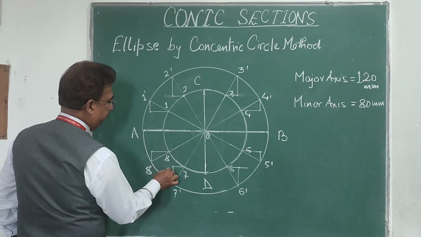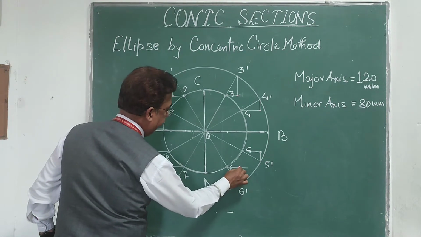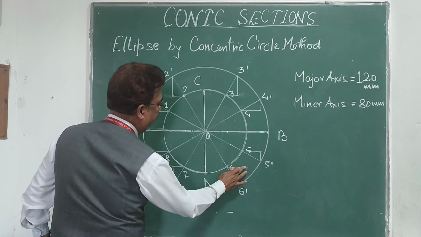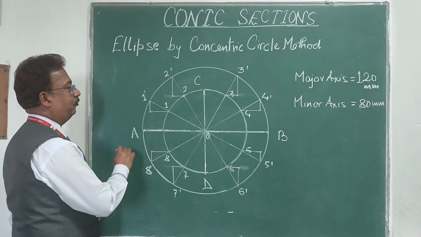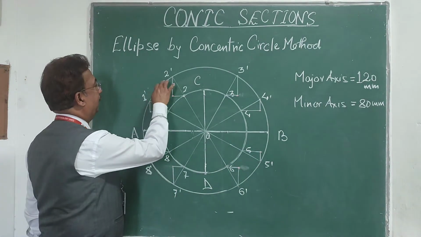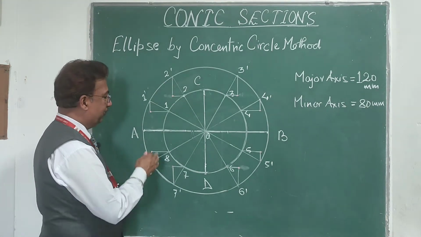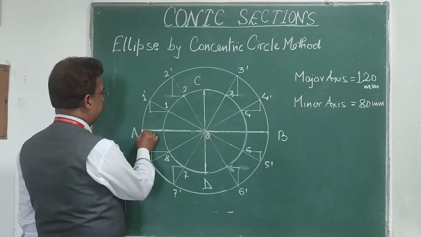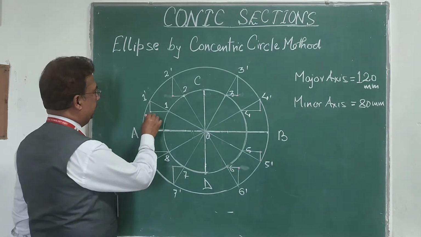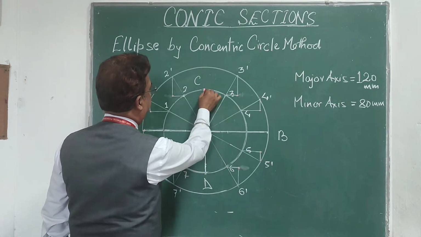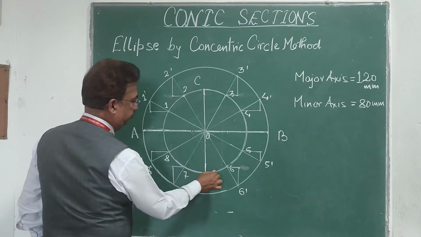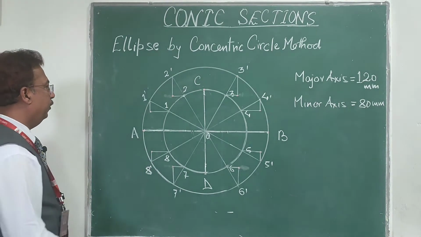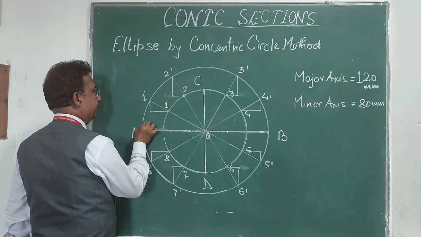If you again go through what we have done, we have drawn perpendiculars from 1, 2, 3, 4, we have drawn from 1, 2, 3, 4, 5, 6, 7, 8 lines parallel to AB, and from 1 dash, 2 dash, 3 dash, 4 dash, we have drawn lines parallel to CD. So now I can easily get these points 1, 2, 3, 4, 5, 6. So these are the points which we got, and if I join all those points with the help of a smooth curve, we can get the required ellipse.